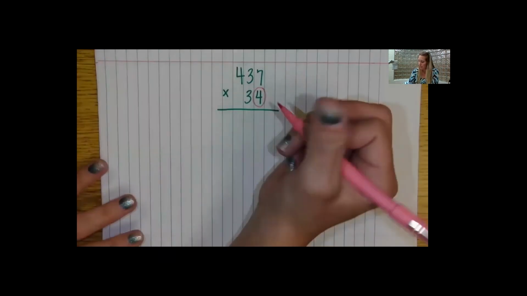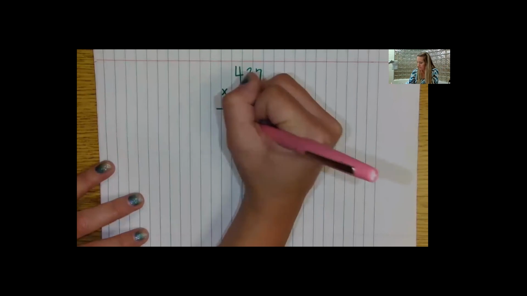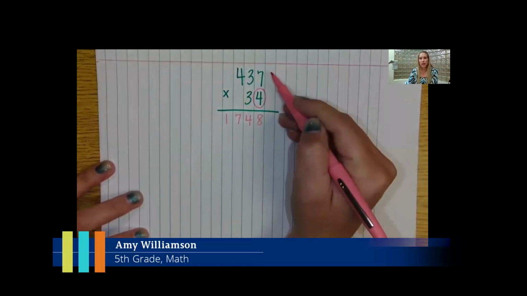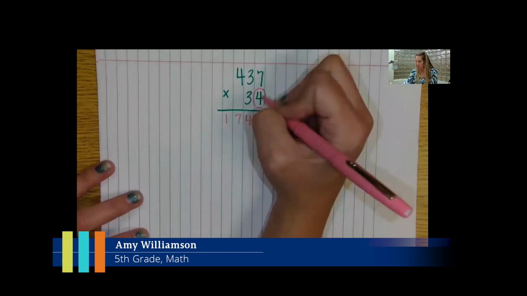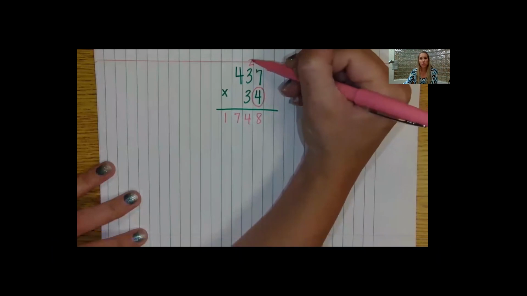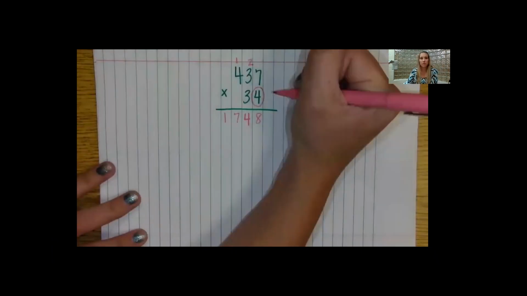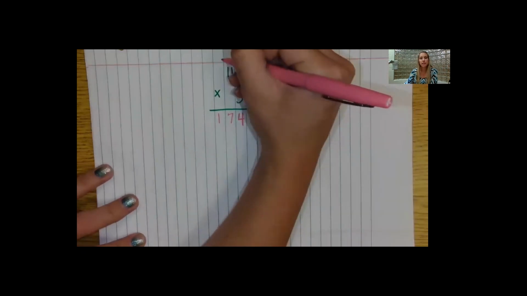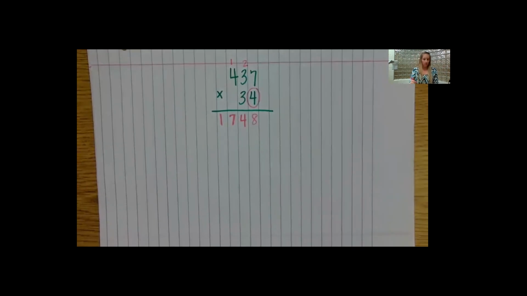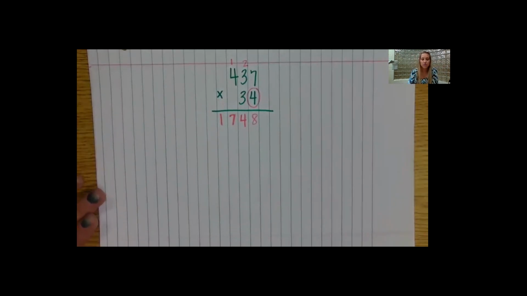Did you get 1,748? 4 times 7 is 28. You wrote your 8, you regrouped your 2. 4 times 3 is 12, 13, 14. We wrote the 4 and regrouped the 1. 4 times 4 is 16, plus the 1 we regrouped is 17. Fabulous. Now, what did you do next?